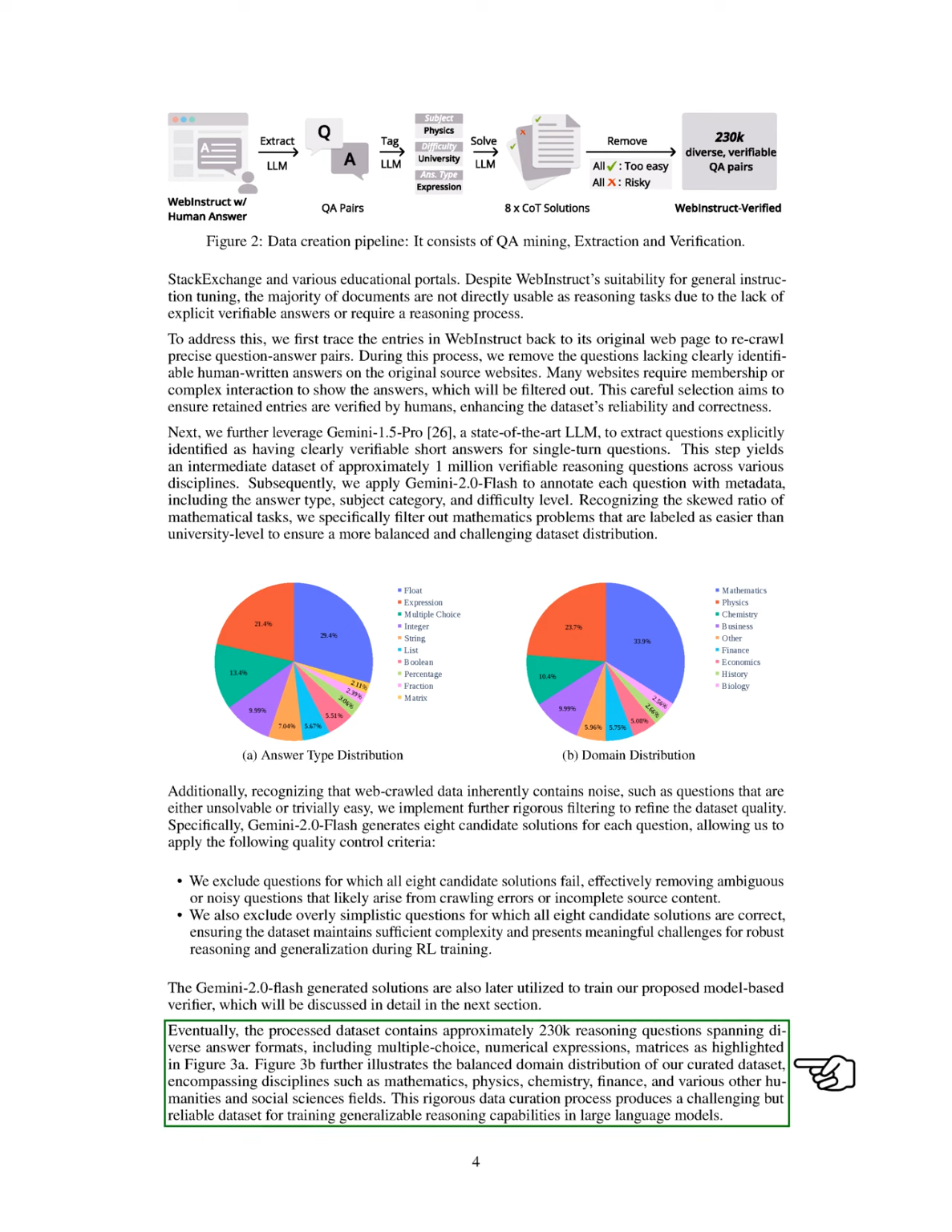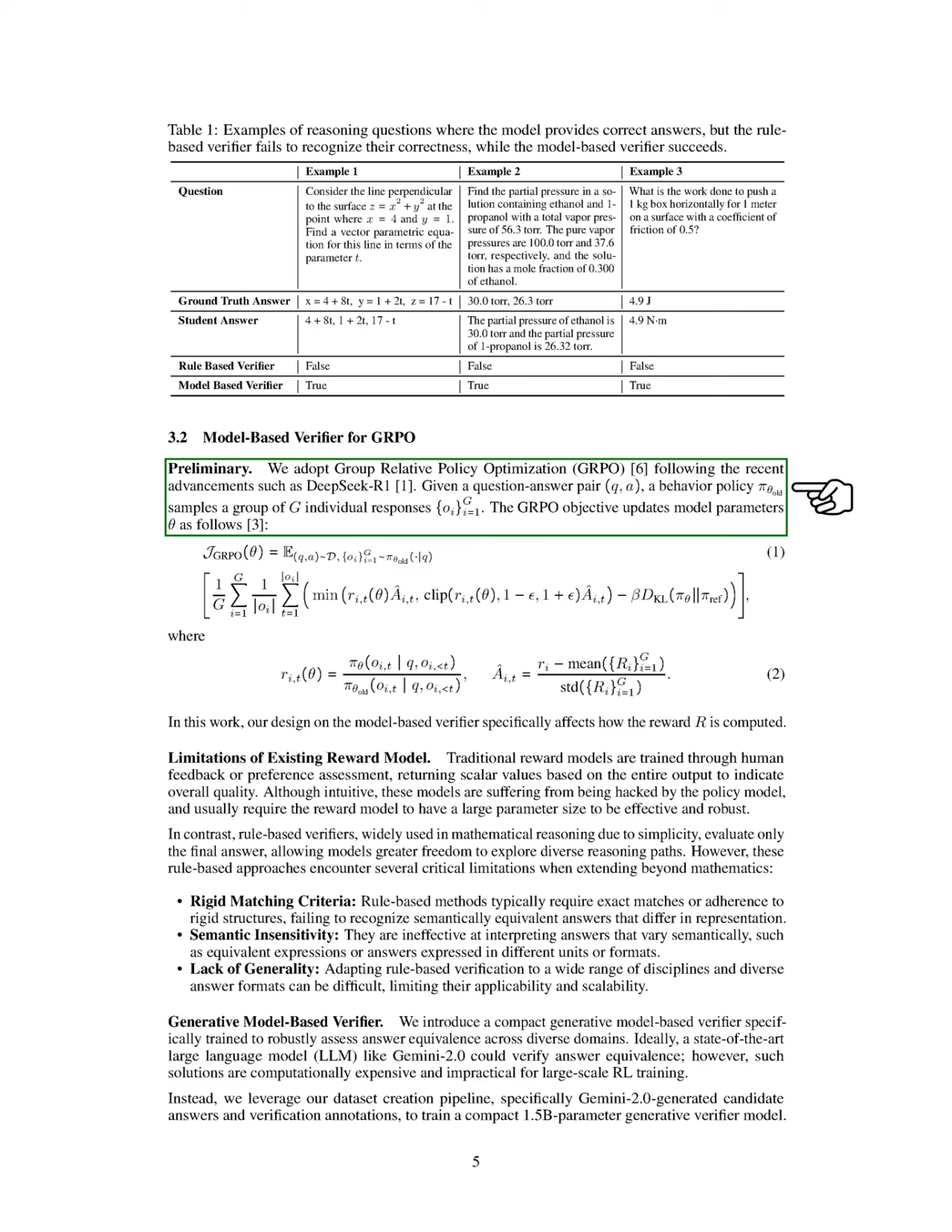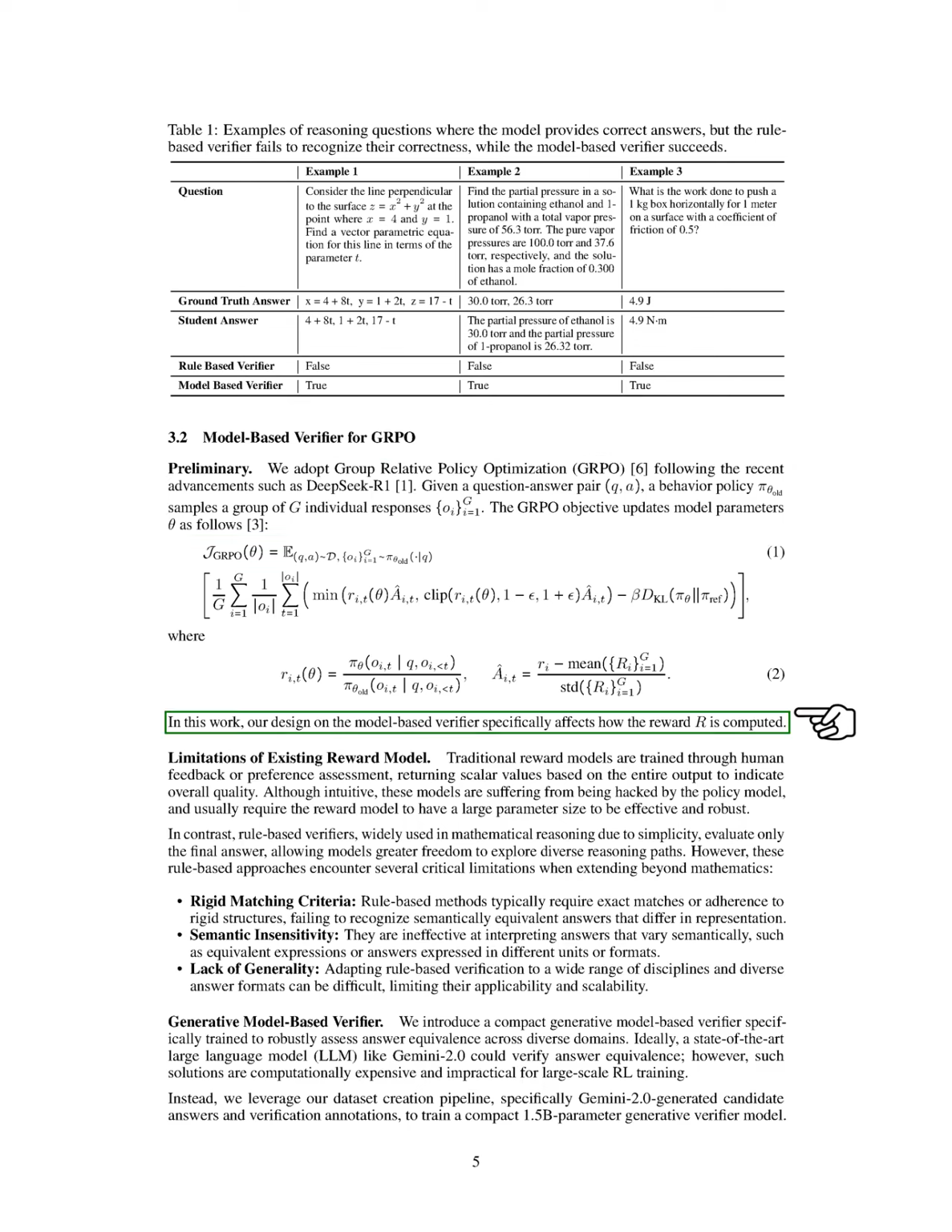Section Preliminary. In this section, we adopt Group Relative Policy Optimization, GRPO, building on recent advancements like DeepSeek R1. For each question-answer pair, our behavior policy samples a group of individual responses. The GRPO objective helps us update our model parameters. Our model-based verifier specifically influences how we compute rewards.